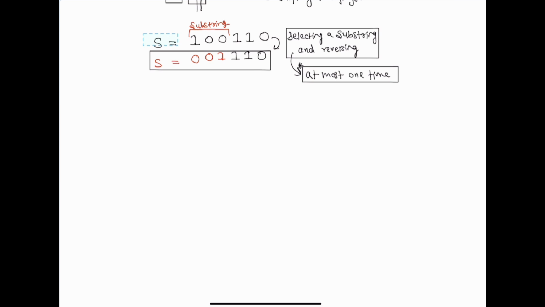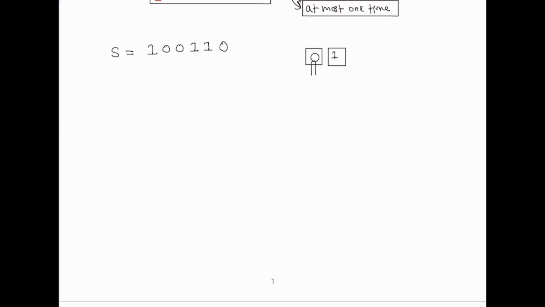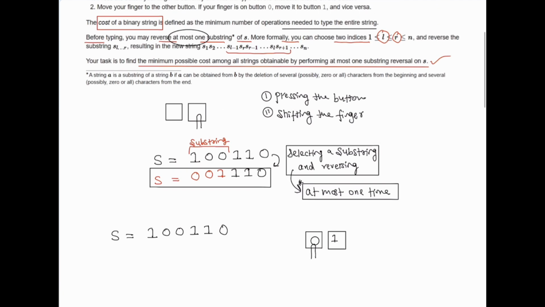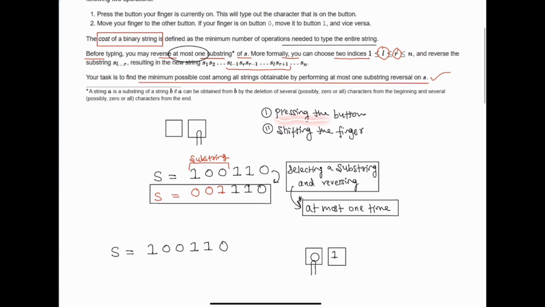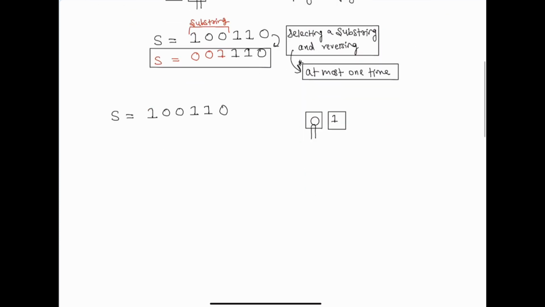Okay, so start with this string of ours. Initially our finger is at 0, isn't it? And we have to type 1. So we need to shift our finger to 1 first, right? That will be counted as one operation, and then type this 1. Or we can think of it like this. We have to type all the characters, 1, 2, 3, 4, 5, 6, and pressing the button is one operation. So obviously you have to press the button 6 times. So that is already 6, because of pressing the button.